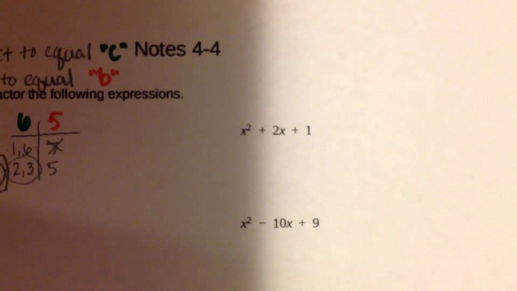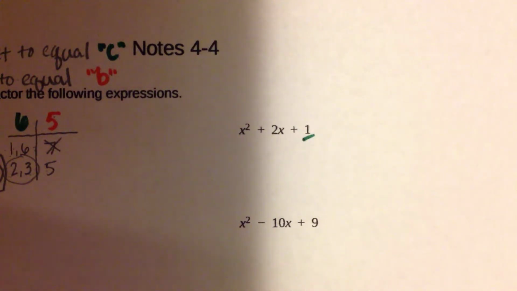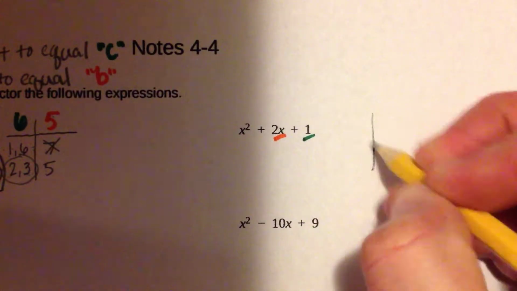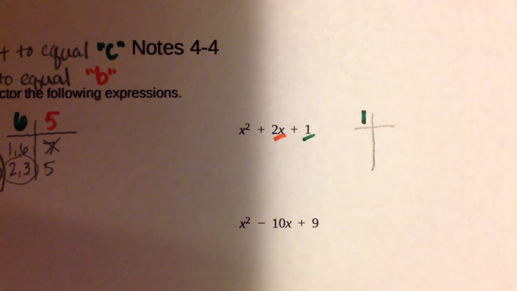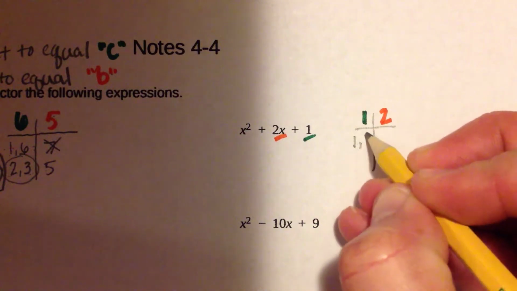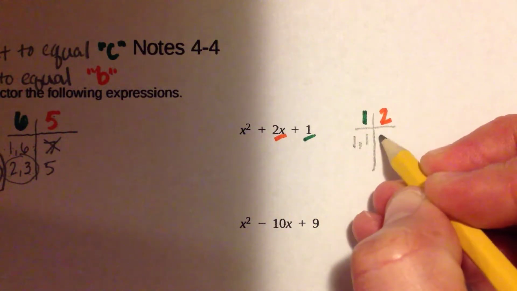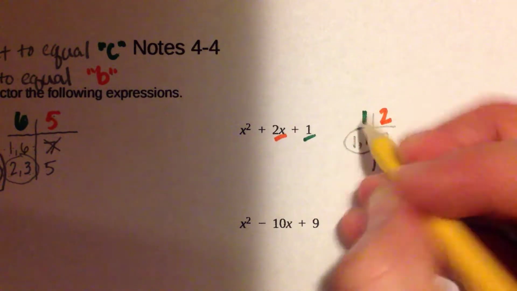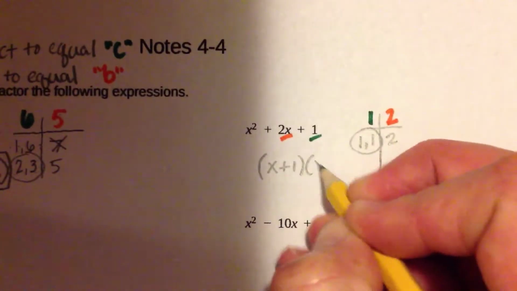Again, I want my two factors to multiply to be 1, and they have to add to be 2. Well, if I make a t-chart here, and again I want them to multiply to be 1, and I want them to add to be 2. And you're thinking in your head, well, there's only two factors of 1. That would be 1 and 1. No other numbers multiply to be 1. If I look at this, 1 plus 1, and I add them together, that equals 2. That's my correct answer. So my answer in factored form would be x plus 1 times x plus 1.